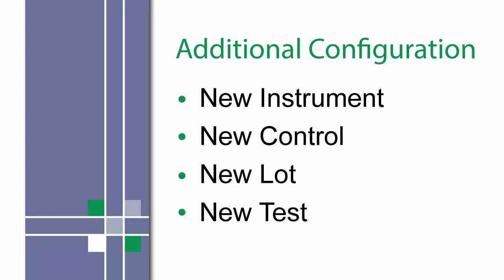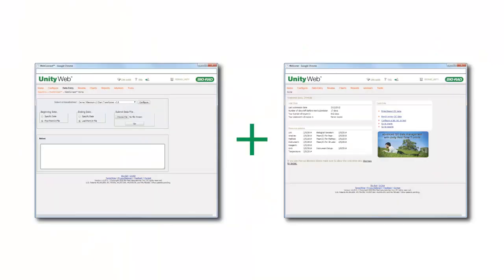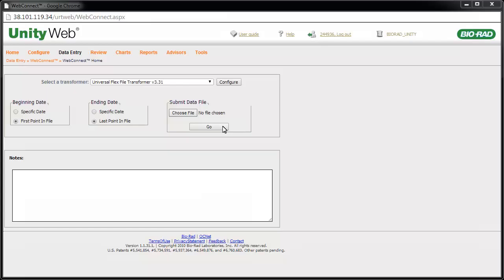However, when you have a new instrument, control, lot number, or test, the process is a little different. You need to set up the new item in Unity Web 2 before transforming your QC data with WebConnect. Part 2 of our Unity Web 2 training covers setup if you need more information. After configuring the new item in Unity Web, follow the typical process.